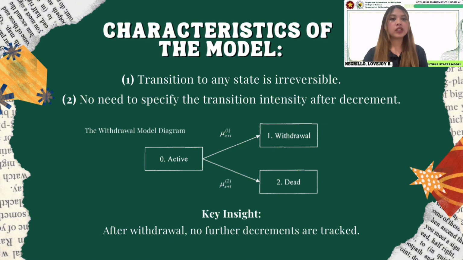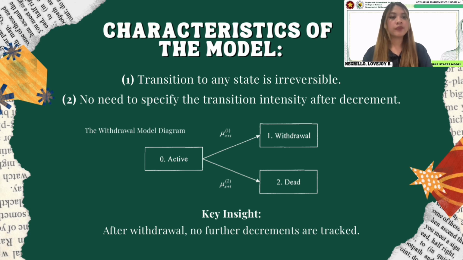The model has some key characteristics. First, transitions are irreversible: once an individual moves to another state, they cannot return. For example, once someone passes away, they remain in that state. Second, there is no need to track post-decrement transitions: after an individual transitions, we stop tracking their status. This simplifies the model and makes calculation more efficient.